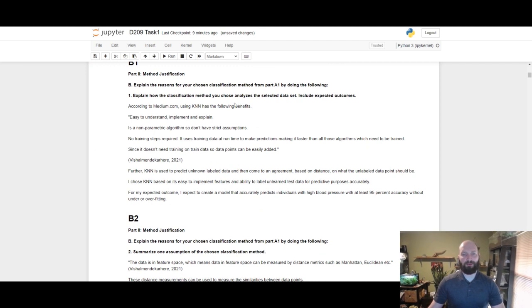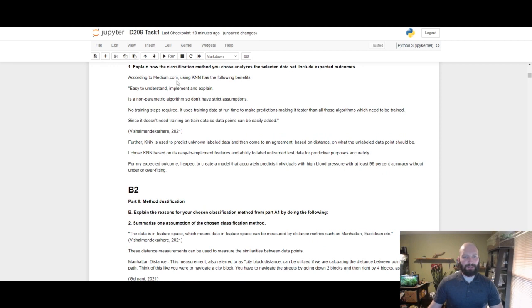Explain how the classification method you chose analyzes the selected data set. I selected KNN based on these benefits: it's easy to understand. It is a non-parametric algorithm, so it doesn't have strict assumptions. No training steps are required. And since it doesn't need training on data, data points can be easily added.